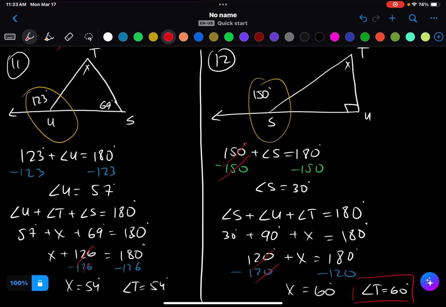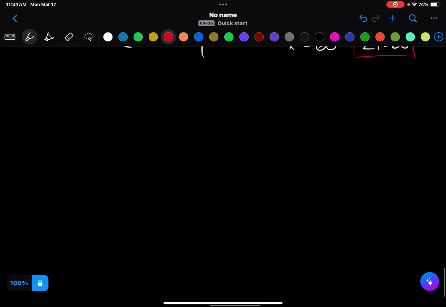There we go. That's number 11 and 12. So we're almost done here. We have two more problems. Pause this if you need to, and let's move on to number 13. So 13 has this funky triangle here.